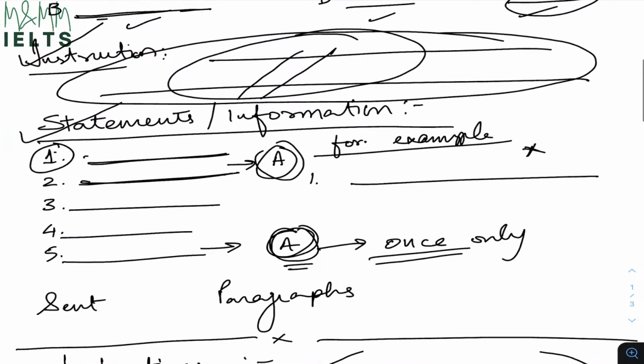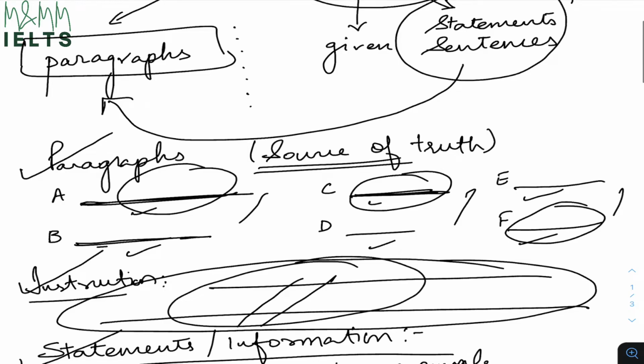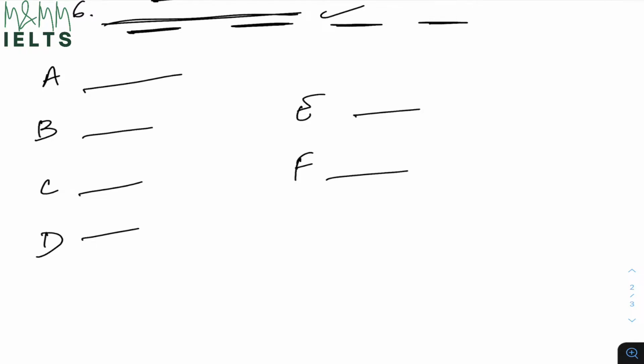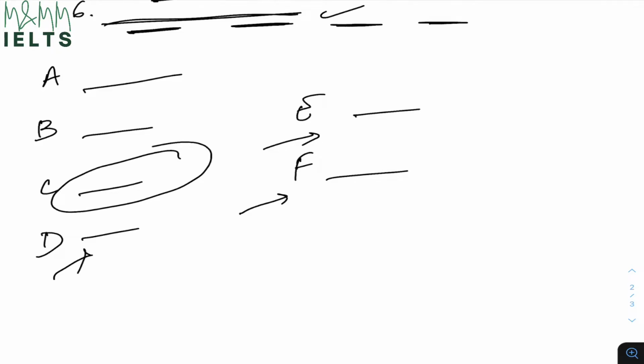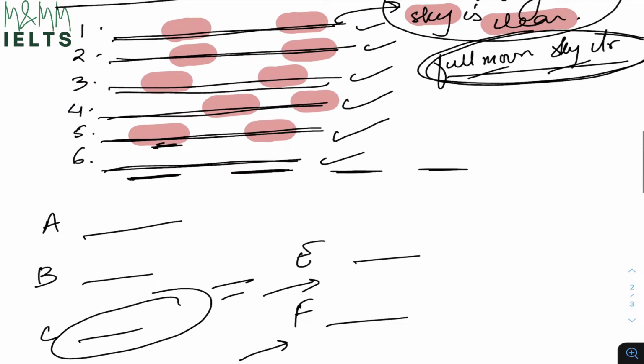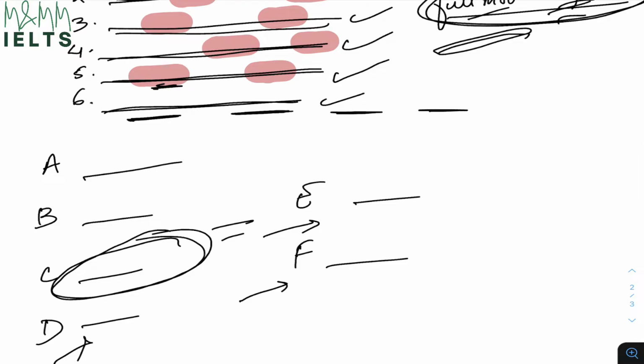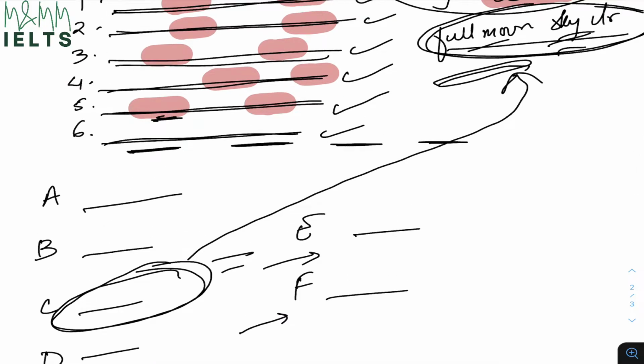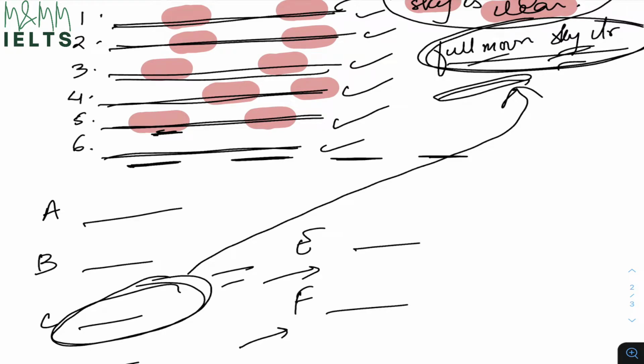Let's say I start reading the paragraphs now. These are my 6 paragraphs. Let's write them down here again. A, B, C, D, E, F. I have 6 paragraphs with me. I start reading them one by one in the reverse order. Let's say in paragraph C, I find something which is very similar to what I'm looking for, which is full moon, sky clear. Now do not expect the paragraph C to have exact same words as you have in the sentences given or statements given.